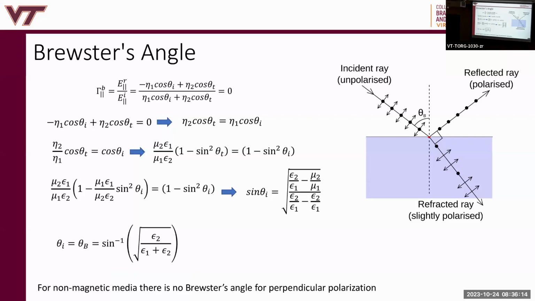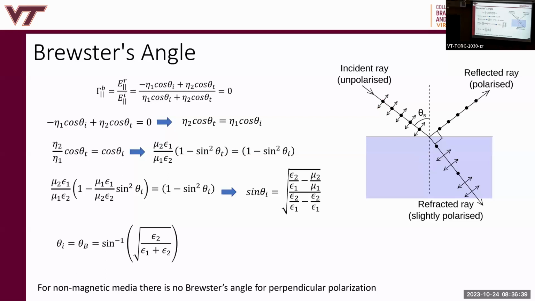If we're incident at the Brewster angle, what's going to happen? Well, the reflection coefficient for this polarization, the parallel component, the ones that are in the plane of the board, is going to go to 0. So you'll see the reflected ray only has TE components. So it's a polarizer. You can use it to design a polarizer. The transmitted ray will have both polarizations still, right?